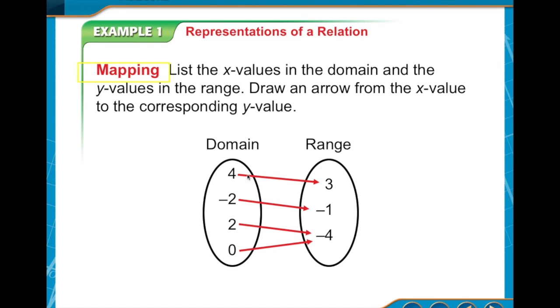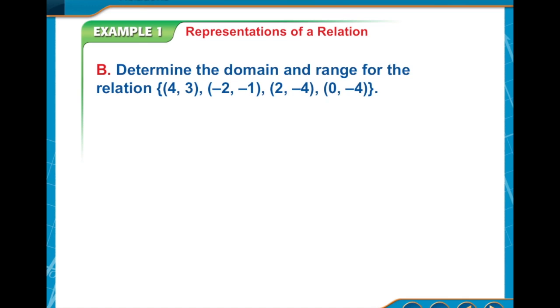So in our mapping, we draw an arrow from the x circle over to the y. 4 and 3 go together. We have another x, -2 goes with -1. And we had two different x values that both had a -4 for y. So we just draw the arrow to the ones that are going together. So that's our mapping. Those are the three things they asked for in that example.